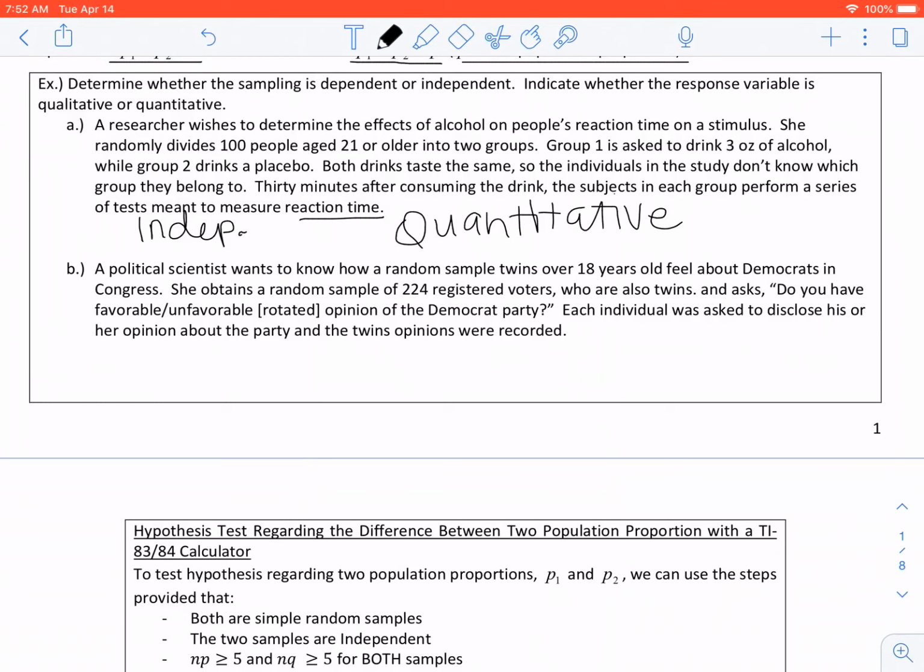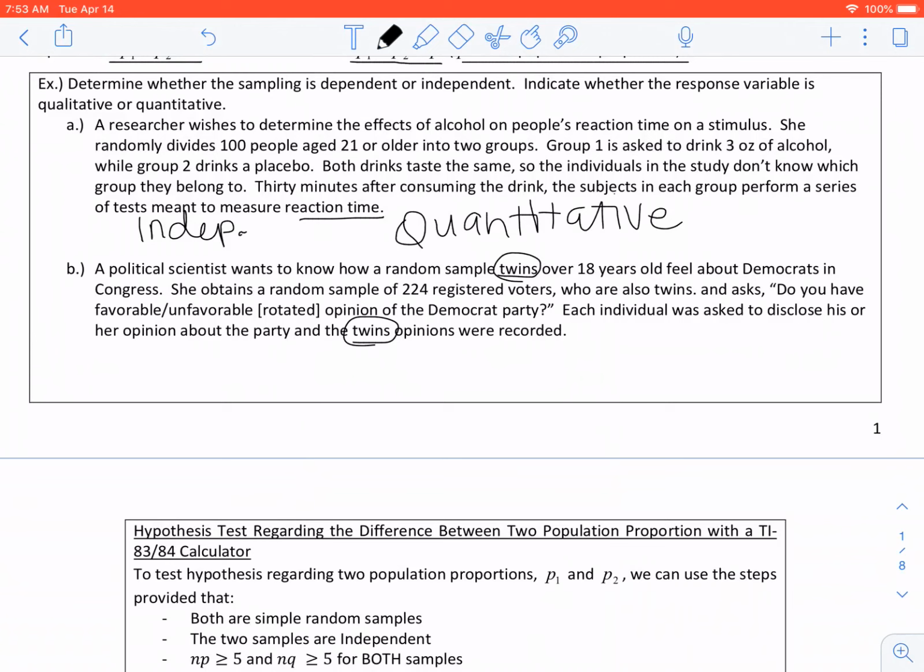B says a political scientist wants to know how a random sample of twins over 18 years old feel about Democrats in Congress. So we are talking about twins. She obtains a random sample of 224 registered voters who are also twins and asks, do you have a favorable or unfavorable opinion of the Democratic Party? Each individual was asked to disclose his or her opinion about the party, and the twins' opinions were recorded.